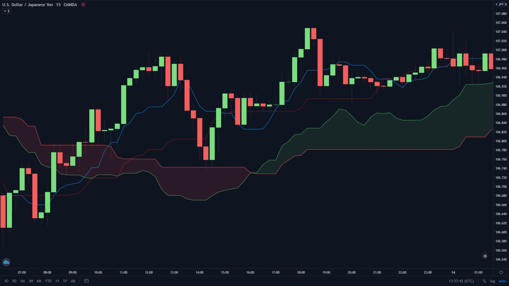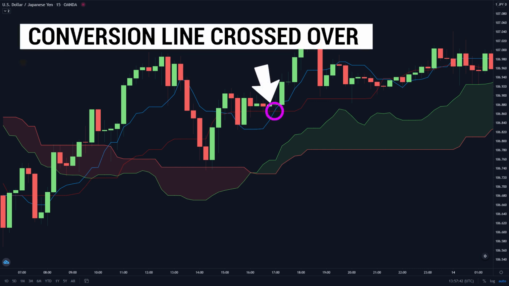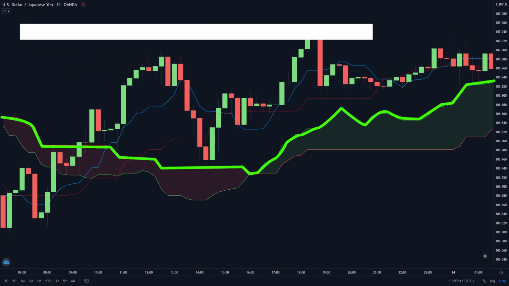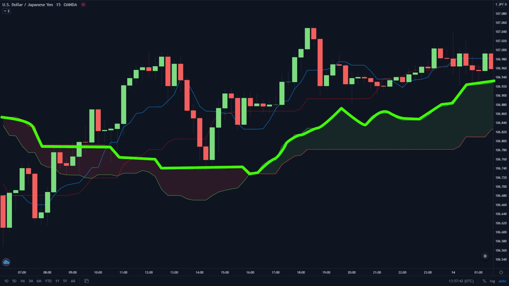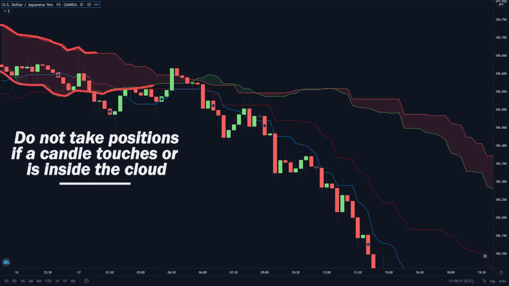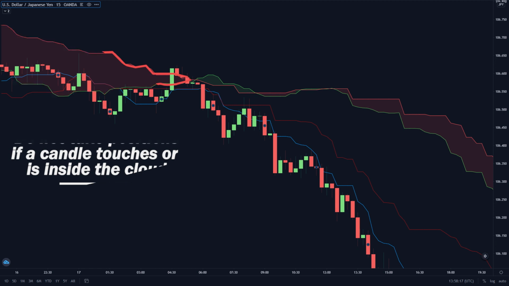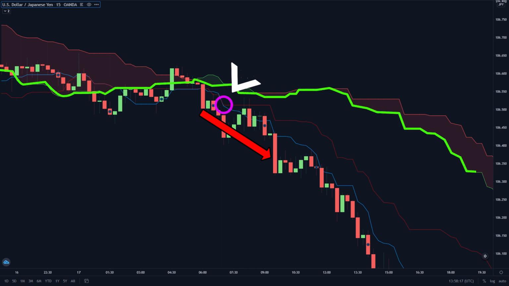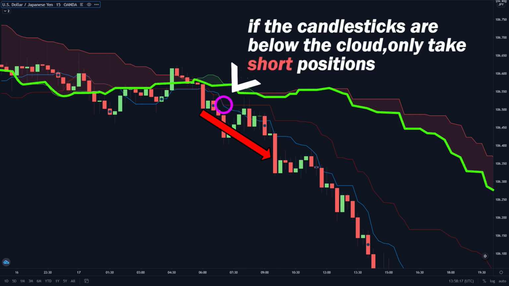The way we use this is by waiting for the lines to cross over. So when the conversion line crosses over the baseline upwards, while still being above the cloud, you take a long position. Remember, when it's above the cloud, you take long positions only. Do not trade when the candle is inside the cloud. Similarly, when the conversion line crosses the baseline downwards while still being below the cloud, you take a short position.